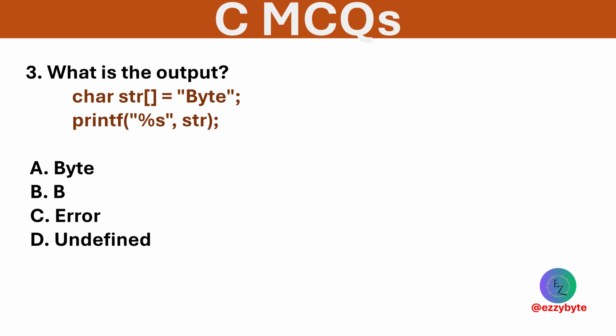What is the output of the following code? Options are byte, B, error, and undefined. Option A is correct. %s prints the entire string until the null terminator.